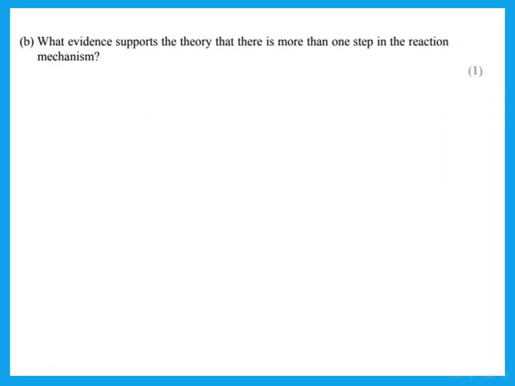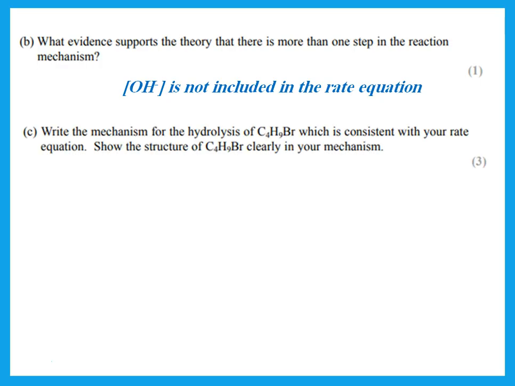What evidence supports the theory that there is more than one step in the reaction mechanism? Of course, the hydroxide is not included in the rate equation, and that means it will come later in the mechanism, and that means it is not in the initial step, or what we call the rate determining step. Write the mechanism for the hydrolysis of the C4H9Br.